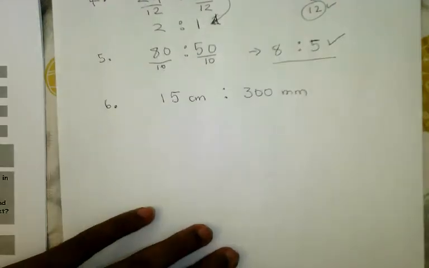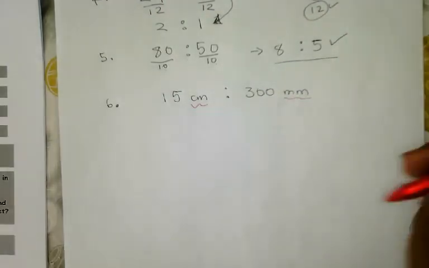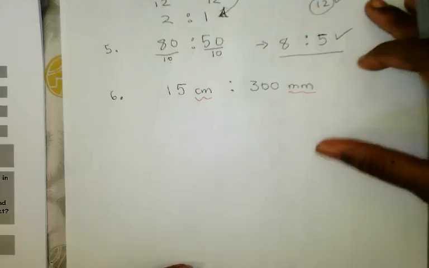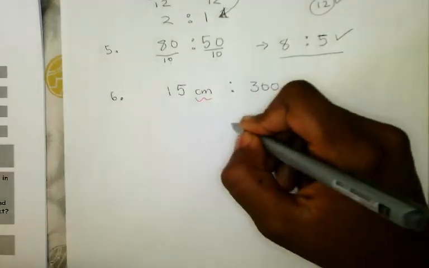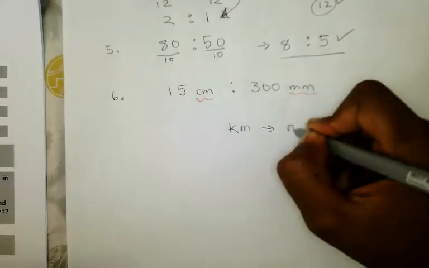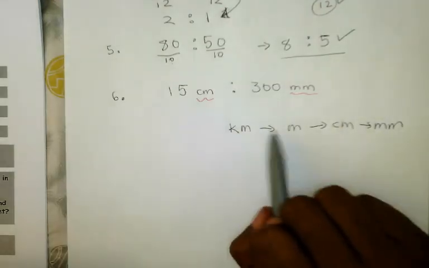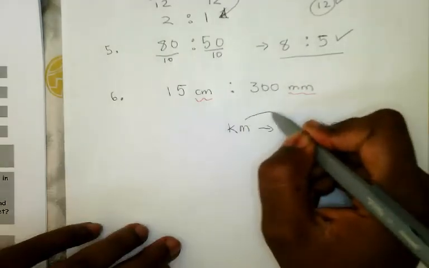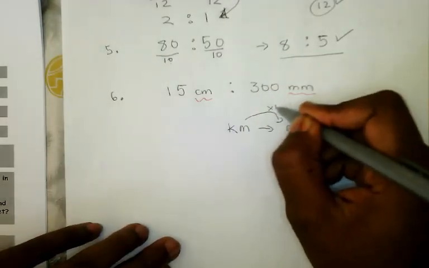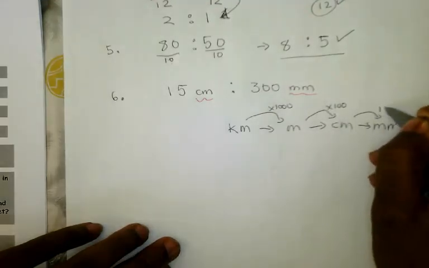How would you do this one? Before you solve the question, you notice that the units are not the same. So the first thing you do, you have to get the units to be the same first. And then remember our conversions. We move from kilometers to meters, meters to centimeters, centimeters to millimeters. Remember, from there we multiply by 1,000, from there we multiply by 100, from there we multiply by 10.